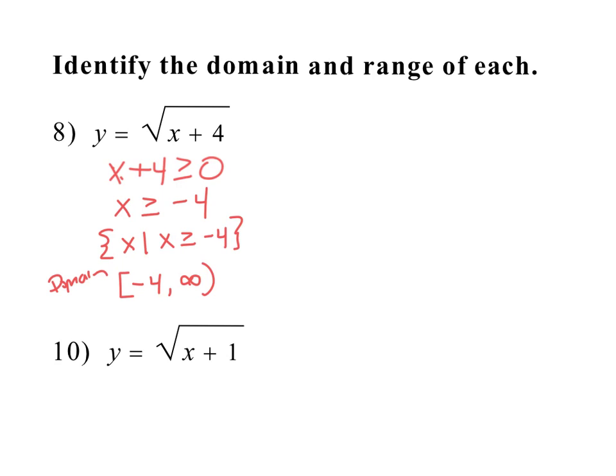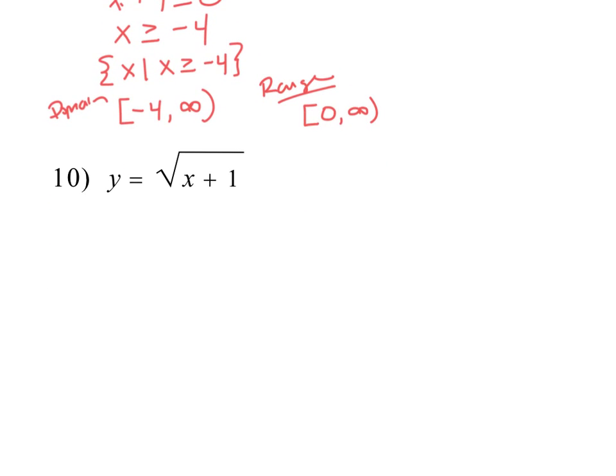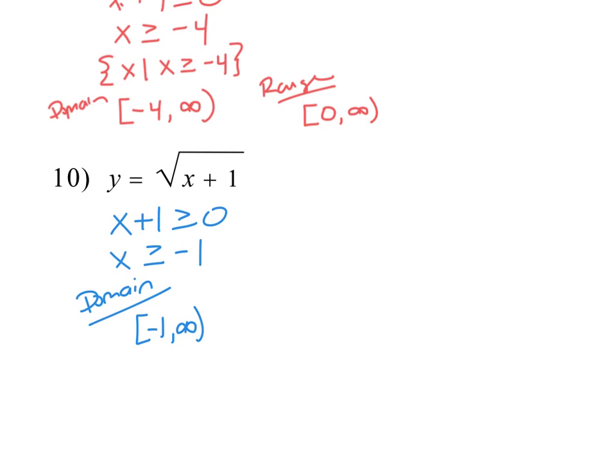The range for our radicals, remember, goes from 0 to infinity. I think for the rest of these I'm just going to use interval notation. So here the radicand has to be greater than or equal to 0, so x has to be greater than or equal to negative 1. So the domain would be all x is bigger than negative 1. And the range, when you take a square root, the smallest value you get is 0.